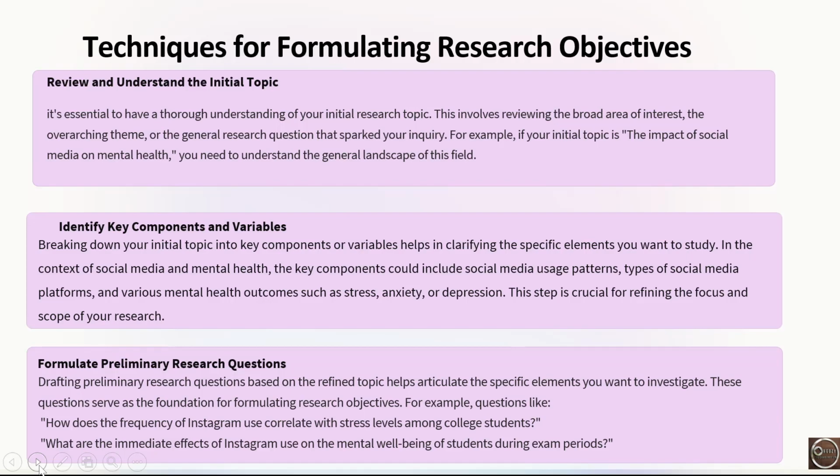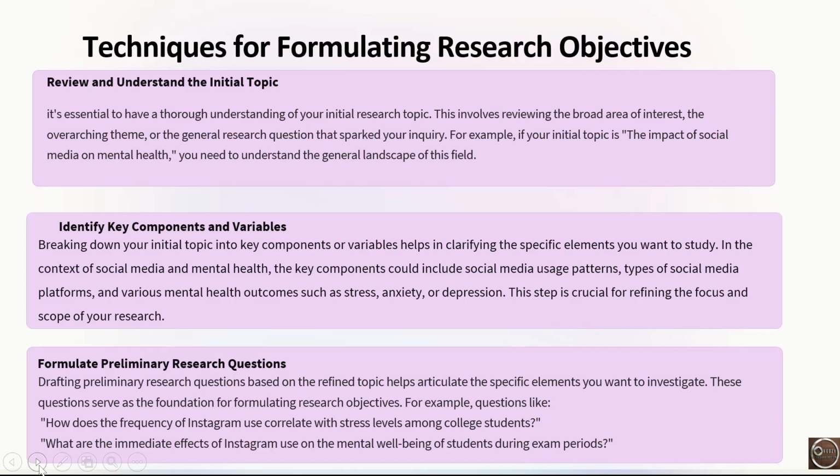You review literature in that topic. For example, if your topic is the impact of social media on mental health, you need to understand the general landscape of this field. Don't just write a research paper whereby you have zero knowledge in that area. Go into literature, go into journals, and look for information about that area, the general landscape of this field, so that you can inform yourself. You can identify the gaps.